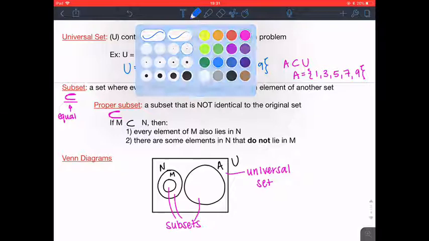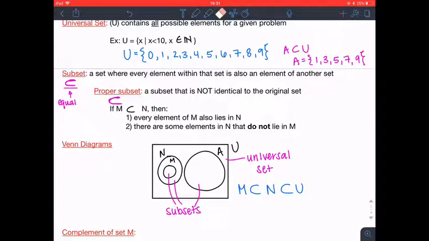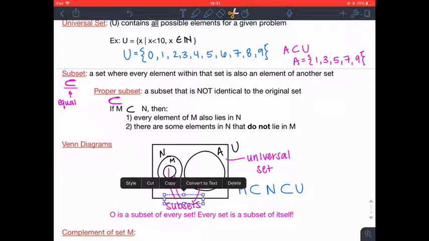I could say in this situation, since M is inside set N, M is a subset of N, which is also a subset of set U, the universal set. An important note to take, something important to note, let me just move this up a little bit for you.